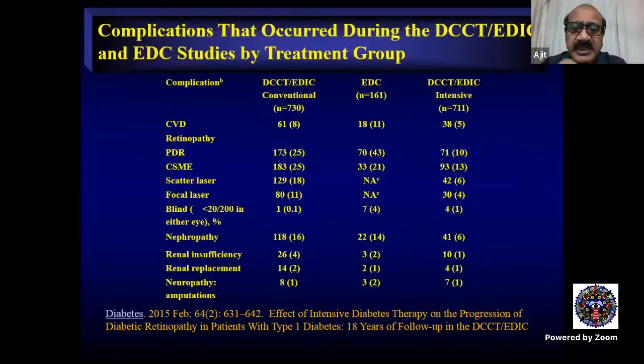And if you see the complication rate, again, here 3 studies were compared: the DCCT EDIC trial conventional group, the DCCT EDIC trial intensive group, and the Pittsburgh Epidemiology of Diabetes Complications study. If you see this, the conventional and Pittsburgh groups have higher percentages of each complication like retinopathy, PDR, CSME, laser, both scatter and focal laser, nephropathy and renal insufficiency and replacements, and amputations also, compared to the intensive group of DCCT and EDIC trials.